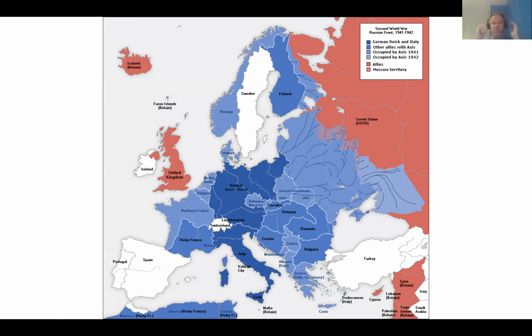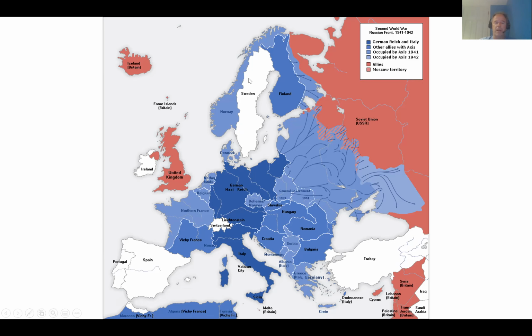So here is the military map of Europe as of 1942. Germany at this point has extended into the Soviet Union. So here's Switzerland, as the question said, surrounded at this point entirely by either Axis powers, Germany or Italy, or areas conquered by the Germans.